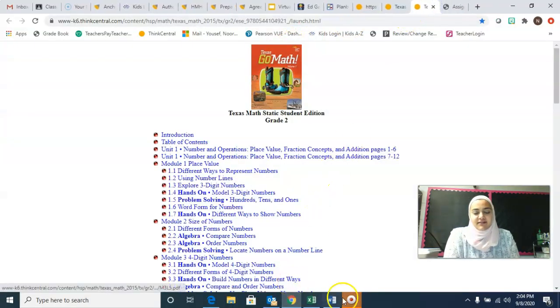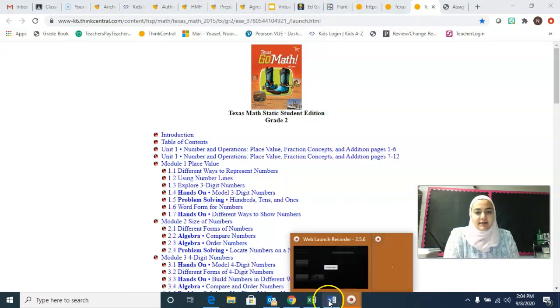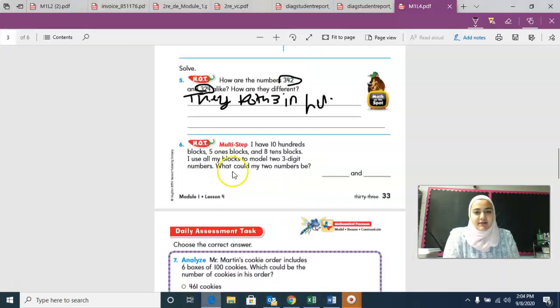That's actually very similar to the one I just did with you guys. But that's okay. More practice is always better. Let's look at number 6 together. I have 10 hundreds blocks, 5 ones blocks, and 8 tens blocks. I use all my blocks to model 2 3-digit numbers. What could my two numbers be?